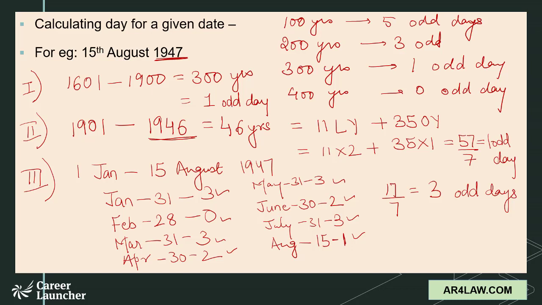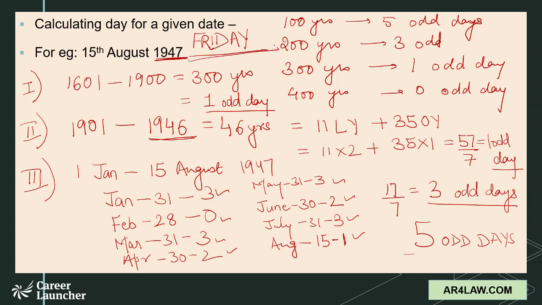Now let's see how many odd days I have in total. Part 1 has given me 1 odd day. Part 2 has given me another 1 odd day, and part 3 has given me 3 odd days. In total I have 5 odd days. 5 odd days means 15th August 1947 would have been a Friday.